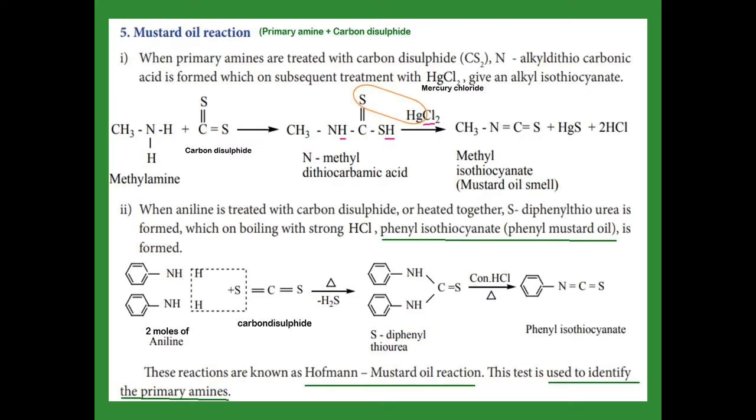Here we are going to remove the 2 hydrogens from the sym-diphenyl thiourea. We get phenyl isothiocyanate. These reactions are known as Hofmann mustard oil reaction. This reaction is especially used to identify the primary amine.